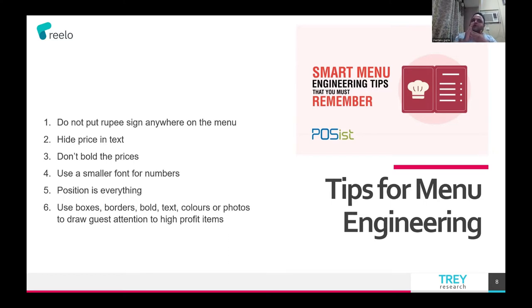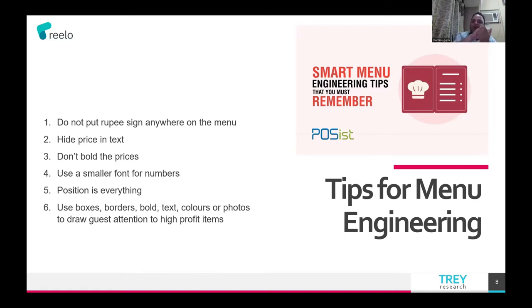Do not keep too much gap between your text and your pricing value. Do not bold the prices. That is point number three. Pricing is something that we want the customer to focus on the least. We want him to focus on what your dish is.